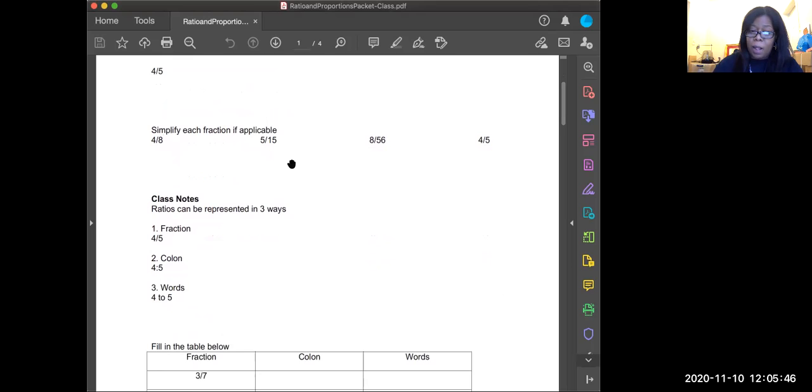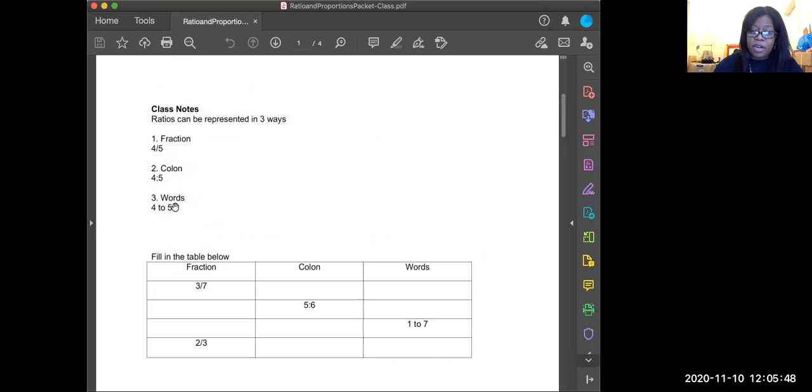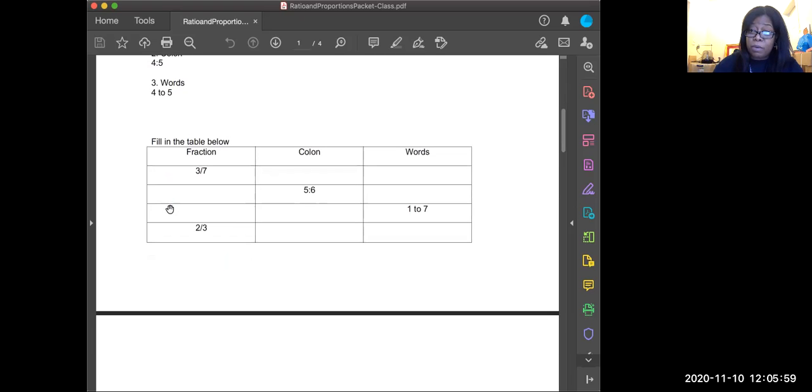Okay. All right. And then here I told you that ratios can be represented in three ways. It can be represented as a fraction, a colon, and then words. So this is that table that I pulled up for you, and this is where you would fill it in. So you want to write it as a fraction, as a colon, and then as words.